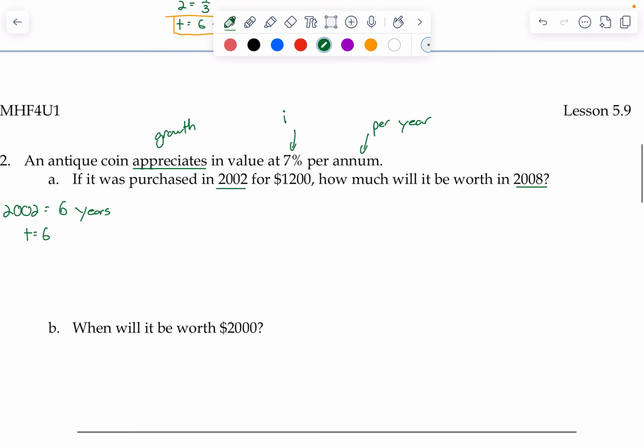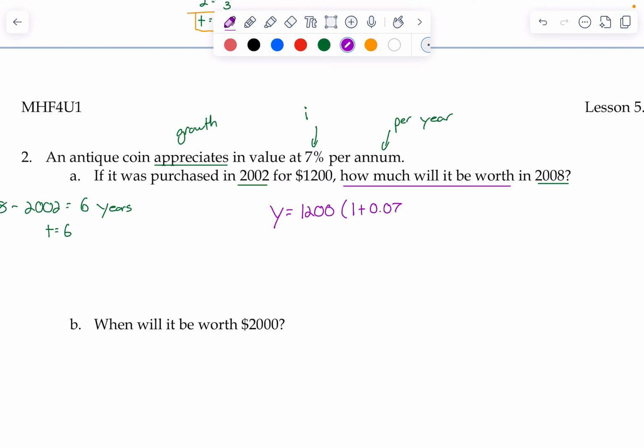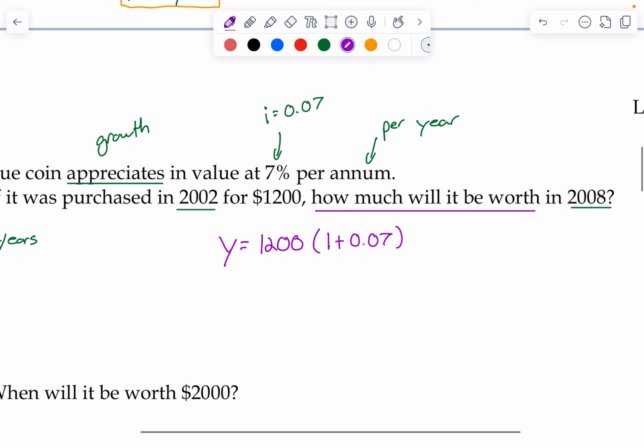So if it was purchased in 2002 for $1,200, how much will it be worth in 2008? How much will it be worth? Well, that's asking for the final amount. So let's create an equation. We have some final amount y being equal to your initial amount, 1200, multiplied by, this is a growth and it's a percentage, so it's 1 plus 0.07, because when you take i and put it in a decimal, it is 0.07. And that is being put to the power of 6.